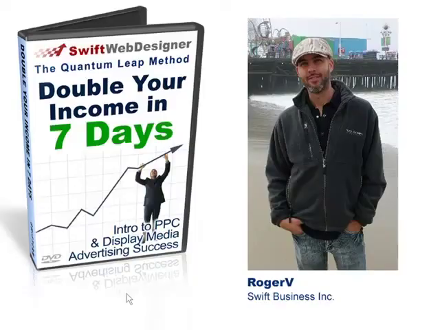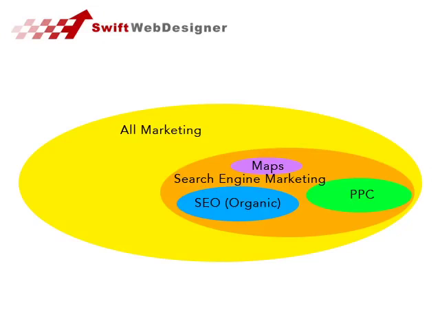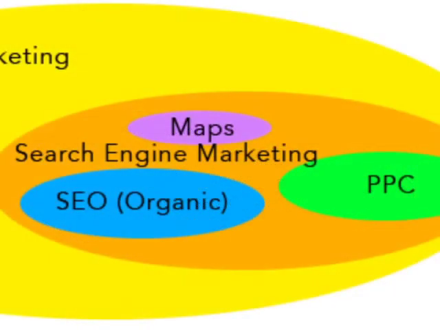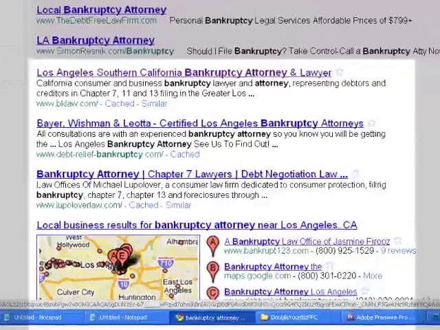And what we're going to cover here is an introduction to PPC, which is pay-per-click, and other display media. This falls under search engine marketing. Search engine optimization is the practice of getting you higher into the organic results, which you do not have to pay for. However, that's like building a house from scratch.